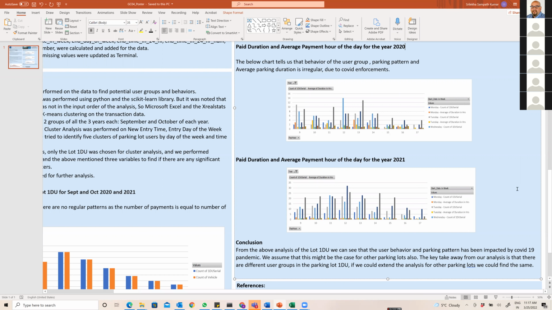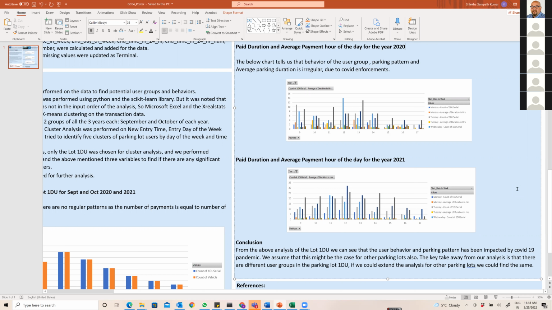So what we did next is, in the year 2021, where almost 50% of the restrictions had been lifted, we tried running the cluster analysis for the data for the year 2021. When we did that, we were able to find the same pattern, as we had done the cluster analysis for both years. So the similar pattern almost repeats. So we could see that there is again a regular pattern in the behavior of the user groups and the parking patterns.